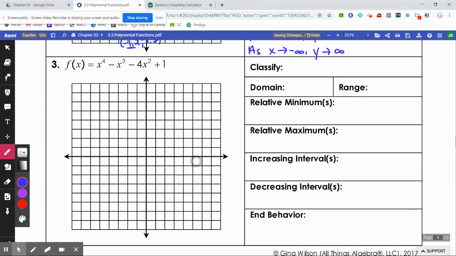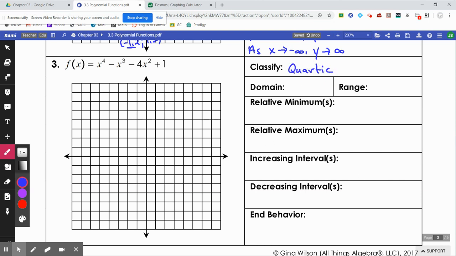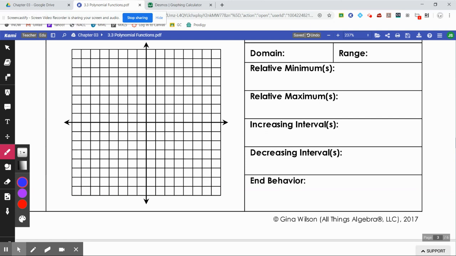Number 3. We have an x to the fourth graph, so we know that that would be a quartic graph. And we know with a quartic graph, since it's an even power, it's going to follow the same end behaviors as a parabola. Now, the only difference is it might have an extra heel in the middle. That is the difference. So let's go ahead and do our end behavior.